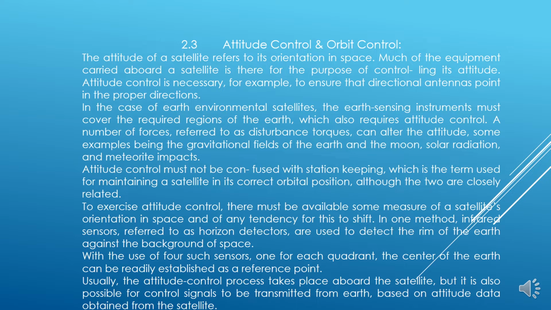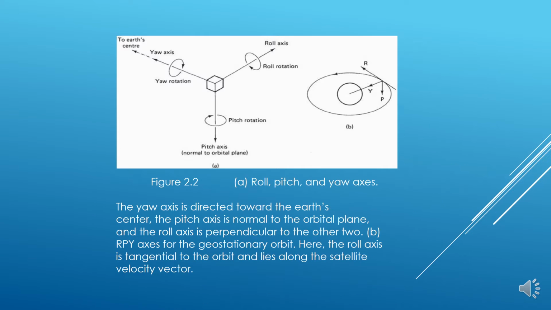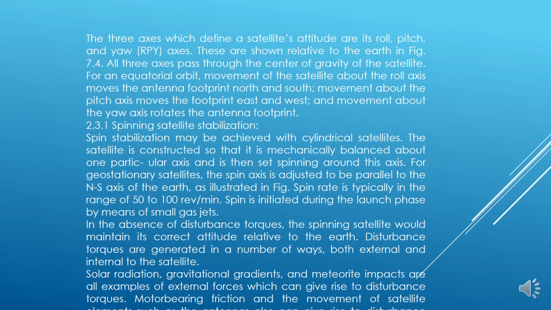Usually, the attitude control process takes place on board the satellite, but it is also possible for control signals to be transmitted from Earth based on attitude data obtained from the satellite. The yaw axis is directed toward the Earth's center, the pitch axis is normal to the orbital plane, and the roll axis is perpendicular to the other two. For the geostationary orbit, the roll axis is tangential to the orbit and lies along the satellite velocity vector.